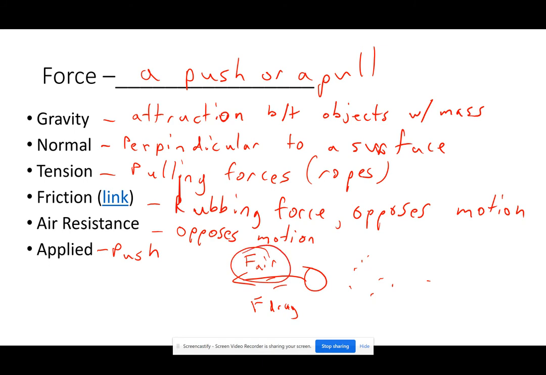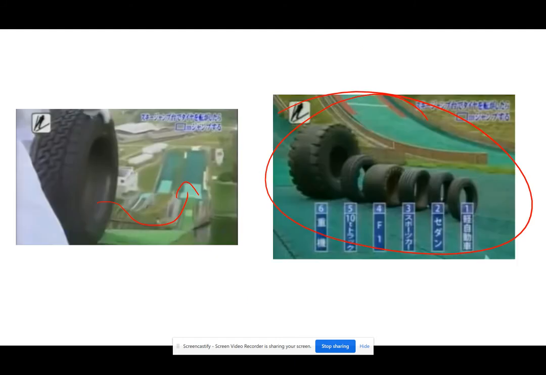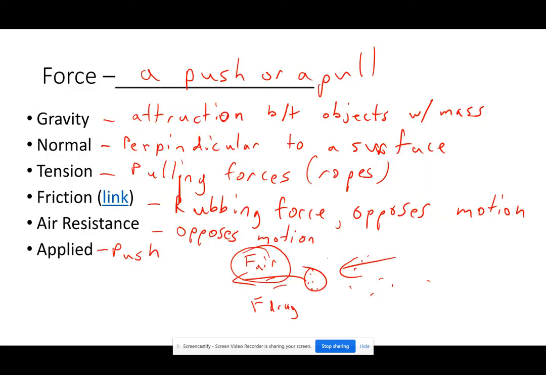Air resistance is proportional to how big the object is. We actually call it cross-sectional area, which means if I were just looking at the object from this direction, how fat is it? How wide is it? What is its cross-sectional area? If I were looking at this tire, this is its cross-sectional area. And the bigger the cross-sectional area there is, the more air resistance there is. Air resistance is also proportional to how fast an object is moving. If an object is moving faster, it has more air resistance.